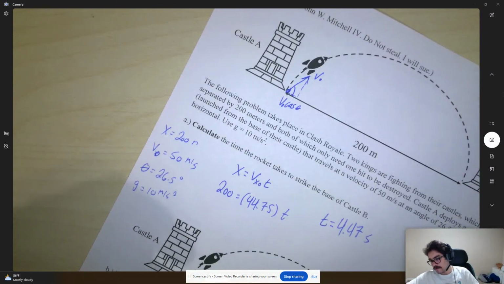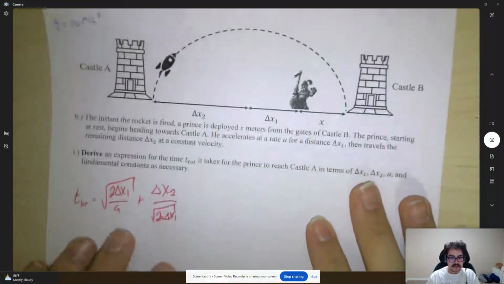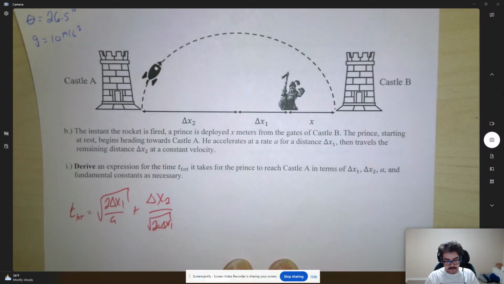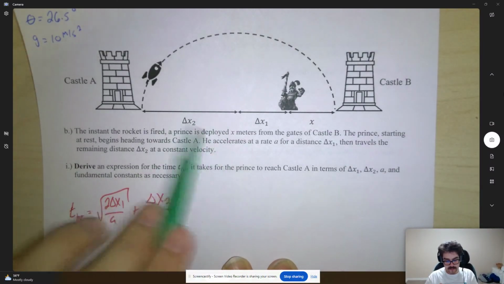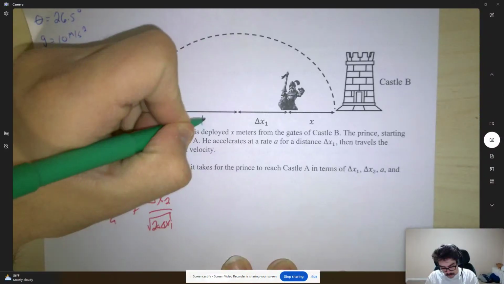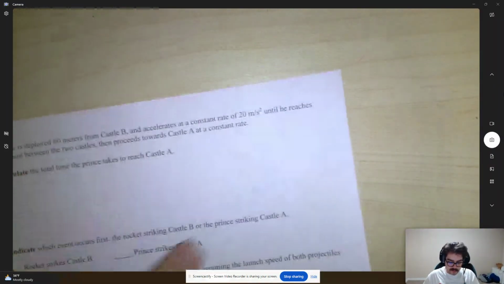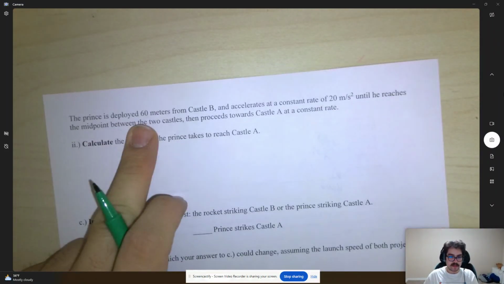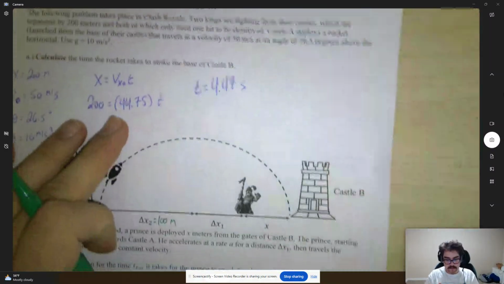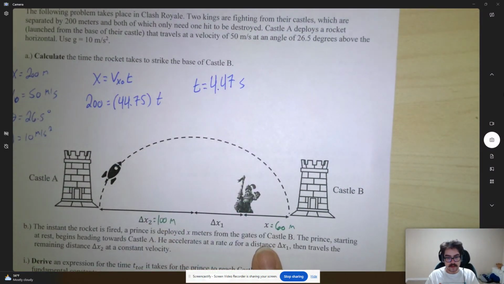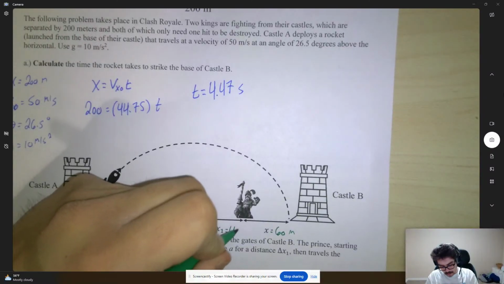Let me actually write those values down on the paper. And unfortunately, these kids that got this FRQ did not get the diagram on the same page as the question. The midpoint between them is here, so this is going to be 100 meters. Okay, and then what does it say? It says he's deployed 60 meters from castle B. So the deployment, this x right here, is 60 meters. That means that this has to be 40.